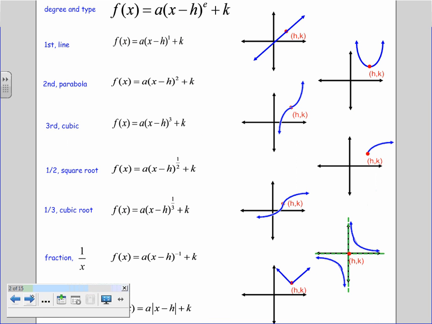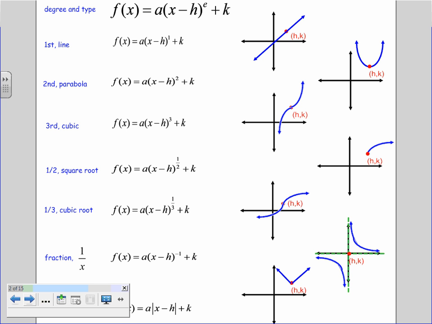Now what we have here is, notice on the right we have the exact same curves, but now we have this formula: f(x) = a(x - h) raised to some sort of root or exponent, plus k. In every case, our starting point is (h, k). So a couple key things are starting point, parent graph, and then scale.